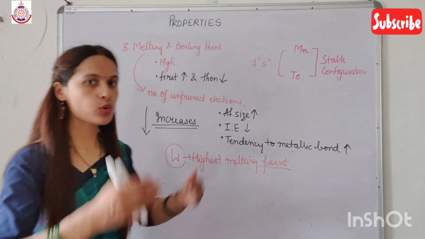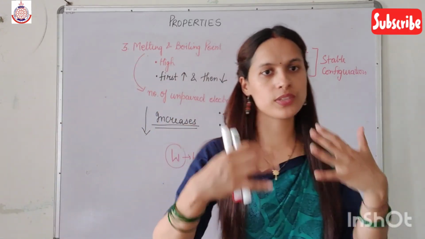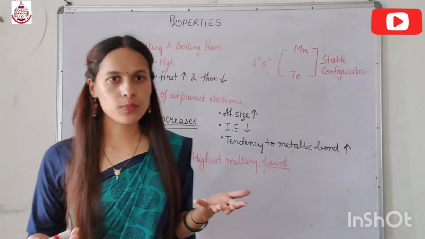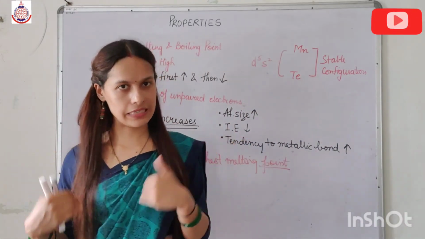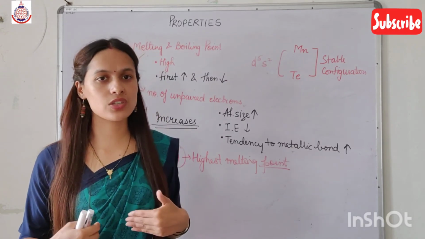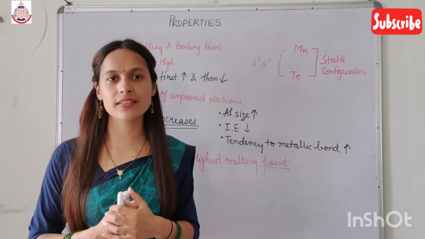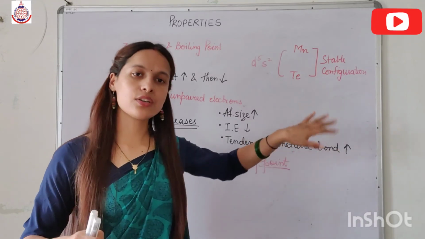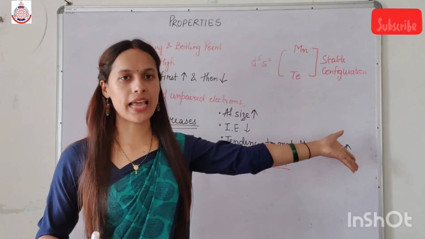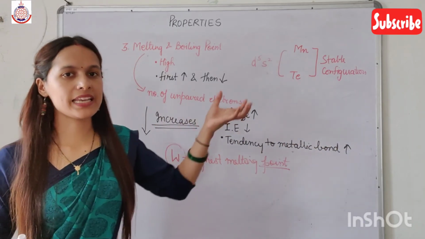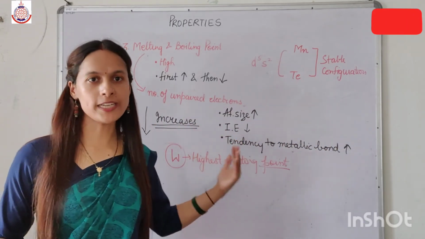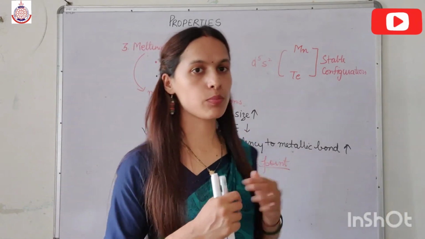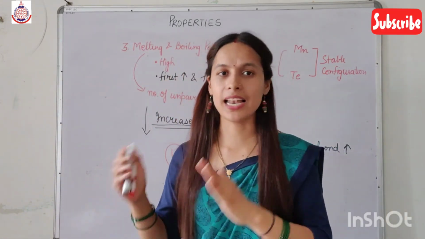Clear? So when we move up to down, means first to second, second to third, then what happened? There is a slight increase in the atomic size, due to which there is a decrease in the ionization enthalpy, and due to decrease in ionization enthalpy, tendency to form metallic bond increases, and due to the increase in the tendency to form metallic bond, they show more metallic character, and melting and boiling point increases. So this is all about the melting and the boiling point of the d block elements.